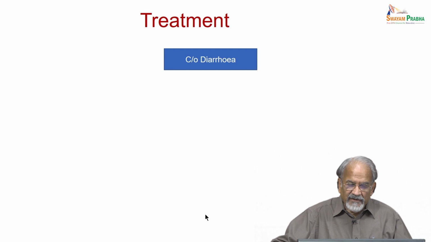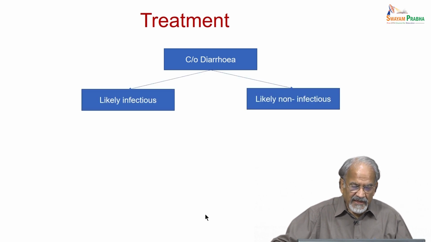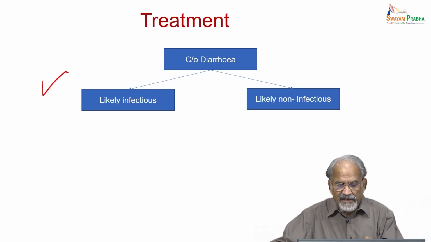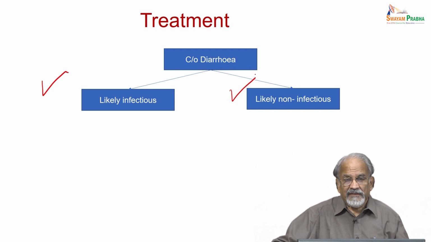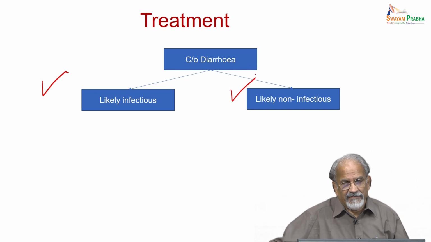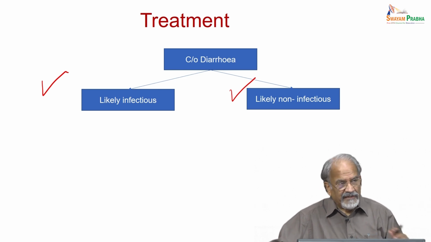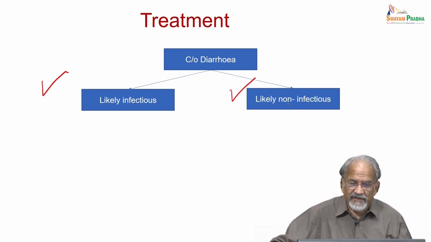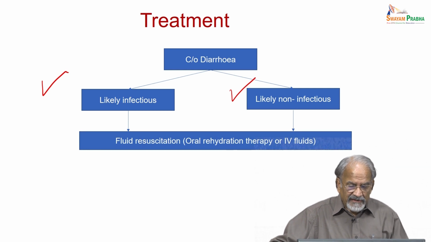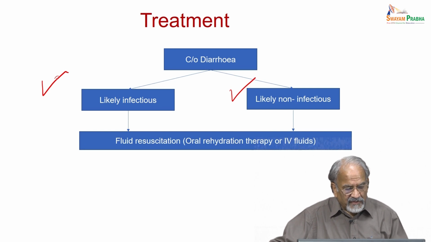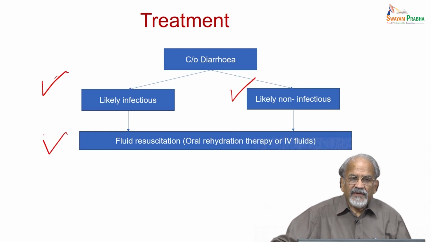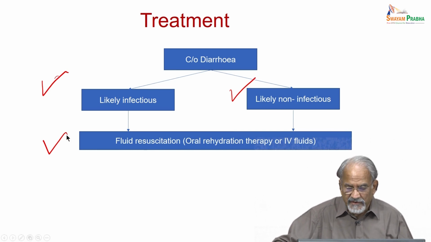What could be the treatment or management of diarrhea? That depends on what is the likely infection and what is likely non-infectious. If the diarrhea is likely infectious, then you treat with antimicrobial or antiviral agents. If it is likely non-infectious, then you treat symptomatically. In any case of diarrhea, the first management is fluid resuscitation and oral hydration therapy, or intravenous fluid.